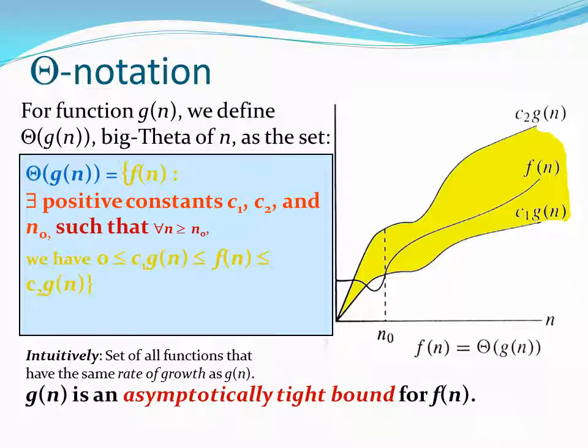Here C1 g of n is the lower bound and C2 g of n is the upper bound. By seeing the graph representation also we can understand that the time lies in between the minimum amount of time and the maximum amount of time. If the time lies in between the minimum and maximum amount of time, that is denoted by theta notation. This is the graphical representation of the theta notation. It represents the average time complexity of an algorithm.